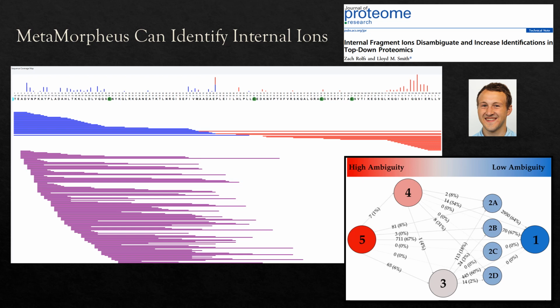On the bottom right, you see a graph. This was for a complex proteoform analysis. We have all of the different proteoform levels as a different colored and numbered circle, with high ambiguity on the left, with the red circle 5, and low ambiguity on the right, with the blue circle 1. And then there are lines between each of the circles showing the increase or the decrease in ambiguity that was obtained by adding internal fragment ions to the annotation of the sequence.